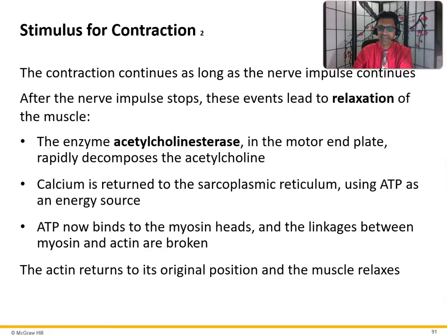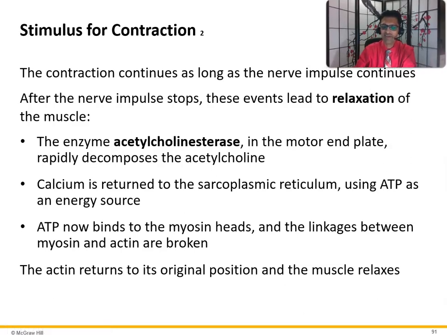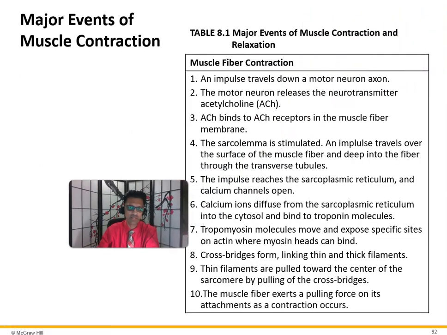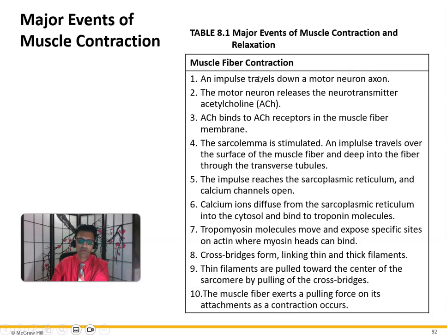Whoa, I didn't think it was that involved to just move, right? Yeah, it's a lot of steps, and along those steps, anything can go wrong. So I put these steps together. For contraction, basically an impulse travels down a motor neuron axon. So the brain sends that impulse. The motor neuron releases the neurotransmitter acetylcholine. Acetylcholine binds to acetylcholine receptors in the muscle fiber membrane.